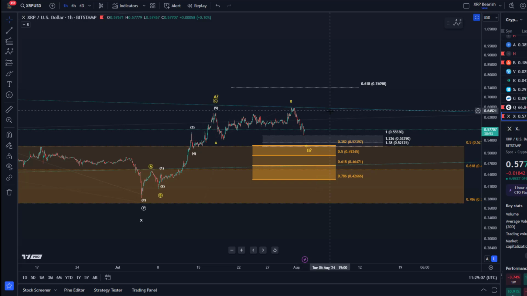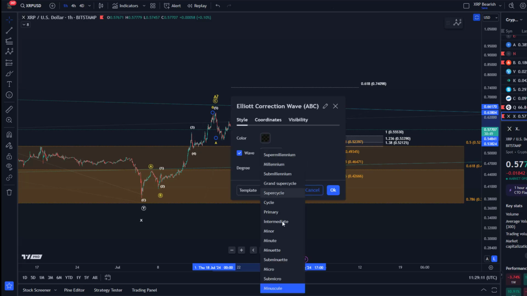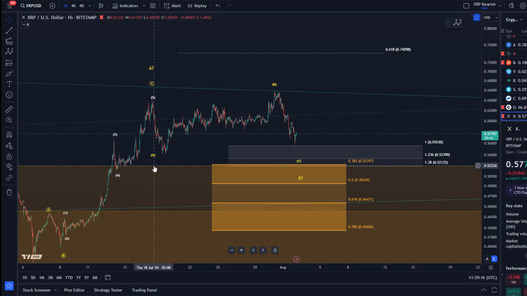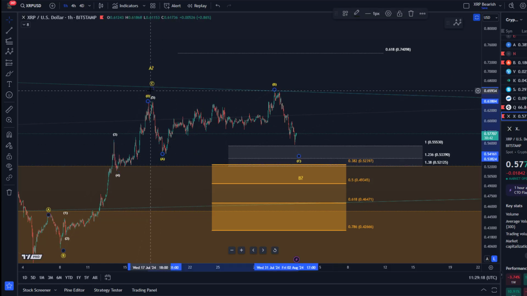Quick explanation: if we're dealing with such a pullback, and I might just increase the wave degree a little bit here of the ABC structure, the internal structure, then we have an initial A wave, and this here was a clear 3-wave move up. It failed to form waves 4 and 5, so it's a 3-wave move, which means that the A wave, which topped on the 17th of July, ended as a 3-wave move. So we're now watching for that B wave correction as a flat correction with an overshooting B wave.